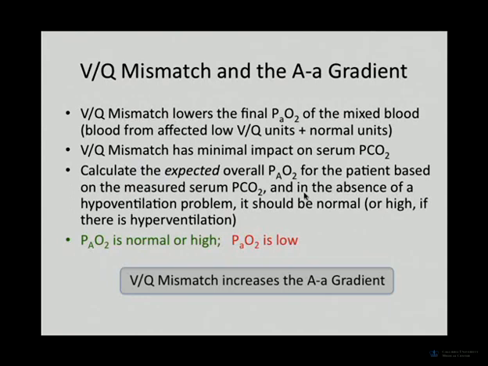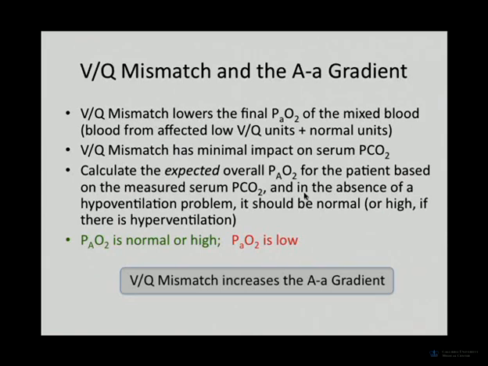measure it based on carbon dioxide. And carbon dioxide isn't affected by VQ mismatch. So it's going to tell us what should be there in that alveolus. And we'll measure what finally ends up in there in the arterial blood. So VQ mismatch and the AA gradient. We know that VQ mismatch lowers the arterial concentration of oxygen in the mixed blood. We know that it doesn't have an impact on PCO2, so we can use that PCO2 to calculate an expected and ideal PaO2 and measure the difference.